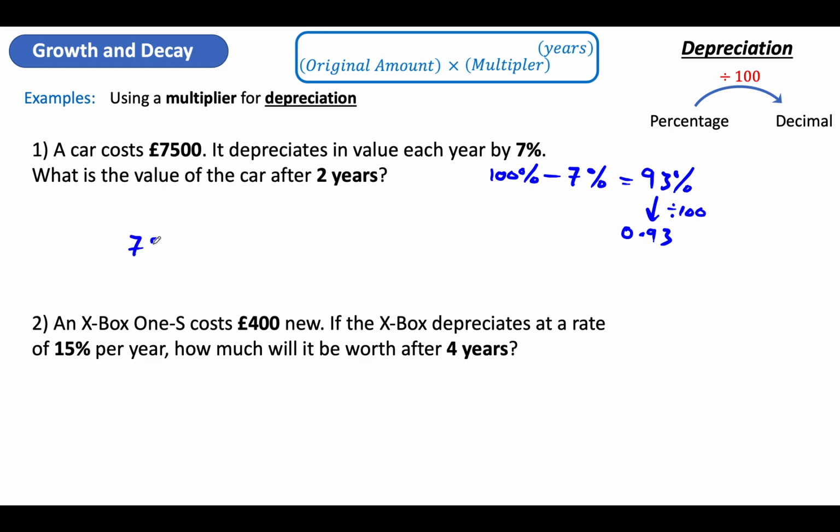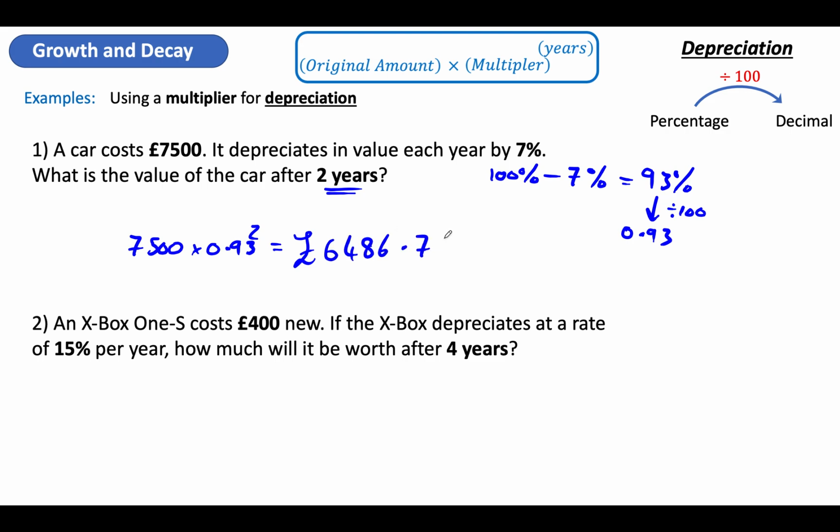Then use the formula. Original value 7,500. The multiplier to reduce it by 7% is 0.93. How many years? 2 years. So we'll do it twice. The power of 2. Let's go. 7,500 times by 0.93 to the power of 2 is, did you get this right?